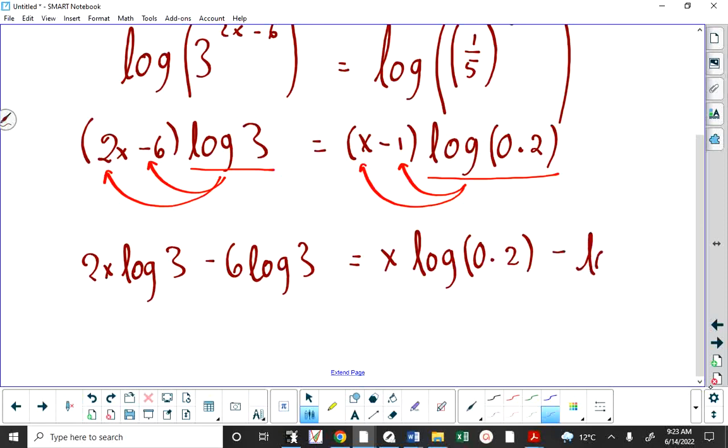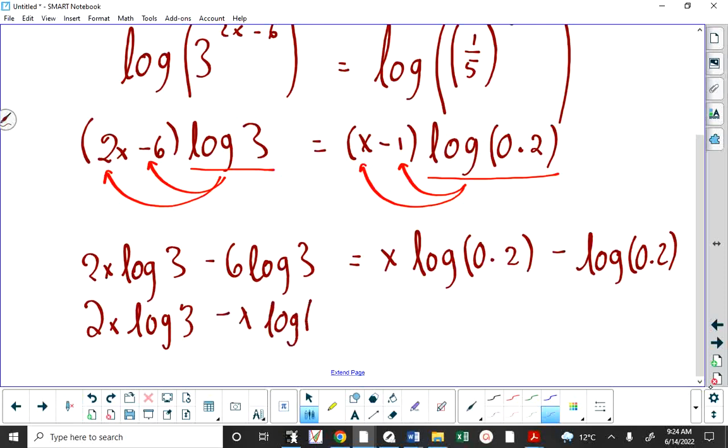minus 1 log 1/5. And now what we can do here is move all of the terms that have x to one side. So I'm going to take the 2x log 3 and leave it alone. I'm going to subtract the x log 0.2. And then I'm going to add the 6 log 3 to the other side.